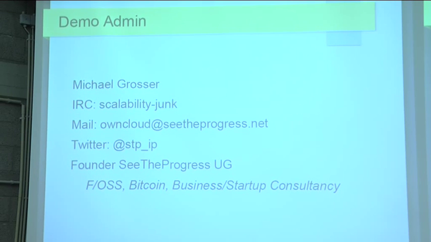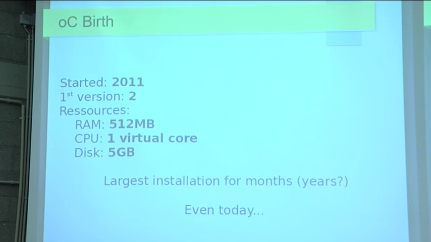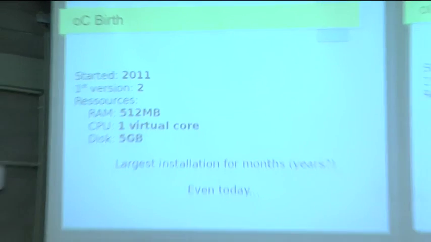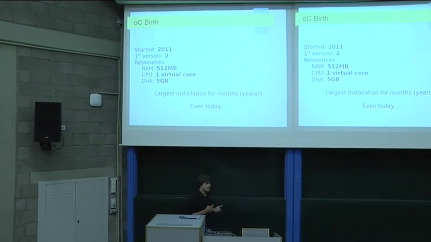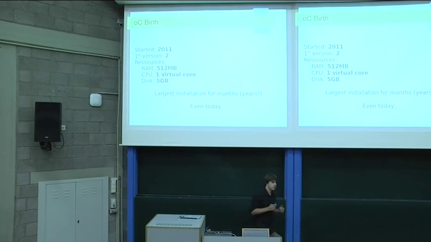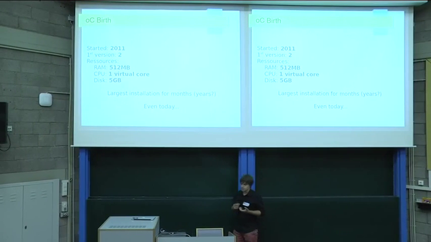So I'm the demo admin, I'm Michael Grosser, also known as Scalability Jung. The ownCloud demo birth actually started in 2011, with the final version being deployed being version 2. I started working around with 1.2, which was horrible to install, which was actually the idea behind getting a demo installation, because I probably fought with version 1.2 for a few days to just try that software. After I finally got it working, it had already converted to version 2 beta, and that was running publicly on my server.